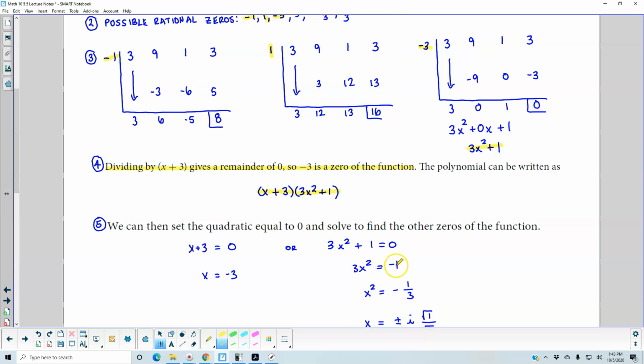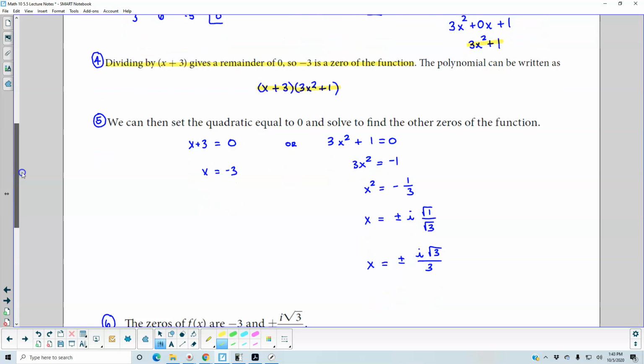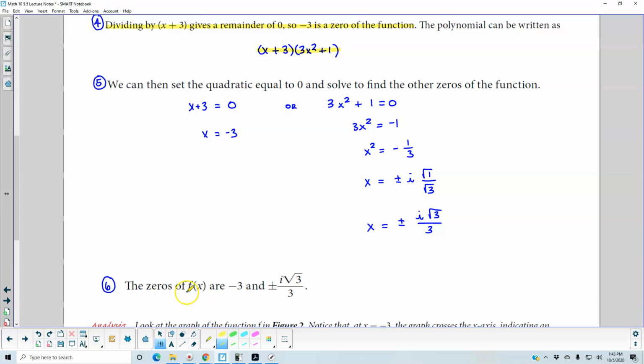So we subtract 1 from both sides and then divide by 3. So we get x squared is equal to -1/3. And then if we take the square root of both sides, then we get x is equal to plus or minus i, because it's negative, times the square root of 1 over the square root of 3. And now if we rationalize the denominator, then we end up with x is equal to plus or minus i times the square root of 3 over 3. So what can we say? We can say that the zeros of the function are -3 and plus or minus i times the square root of 3 over 3.